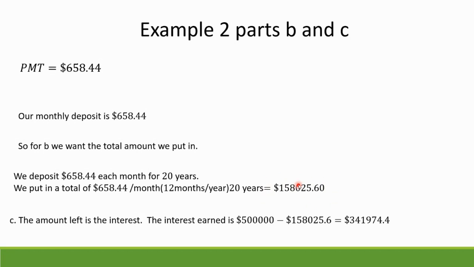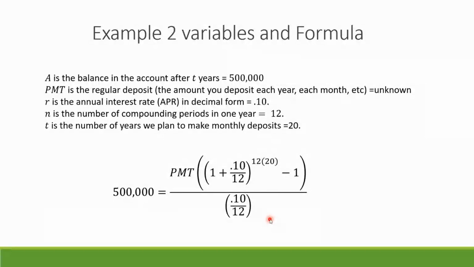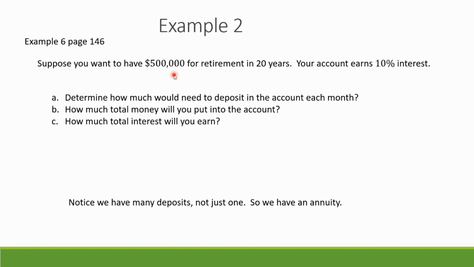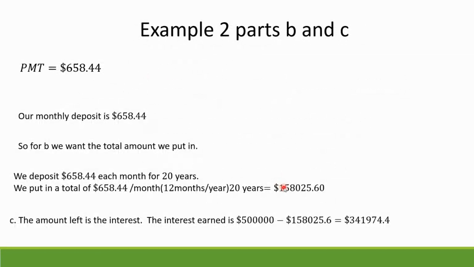Now remember, the balance we had was $500,000. That was given. In other words, we're saying that in 20 years, we're going to have $500,000. Now, we just calculated how much we're contributing from those monthly deposits. Where's the rest of the money coming from? Interest. And how much total interest? How do we get the interest? We subtract. So when we do that, we get $341,974.40.